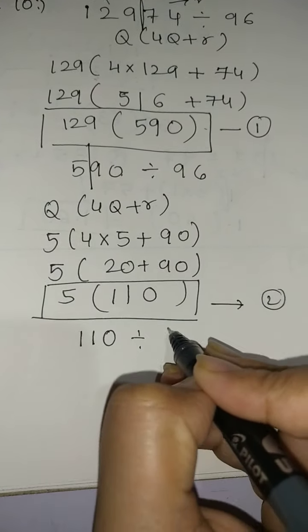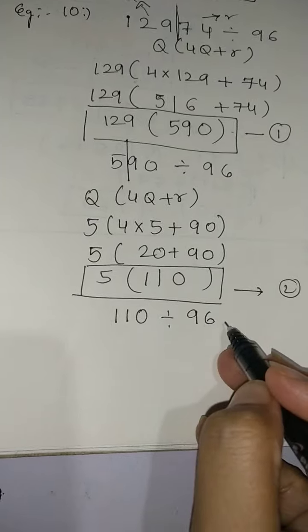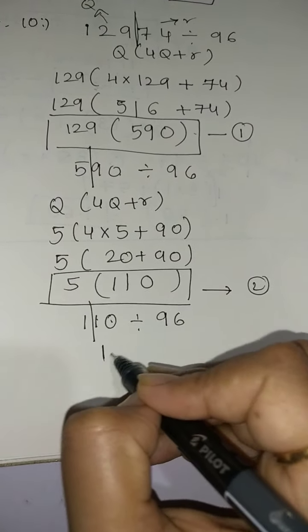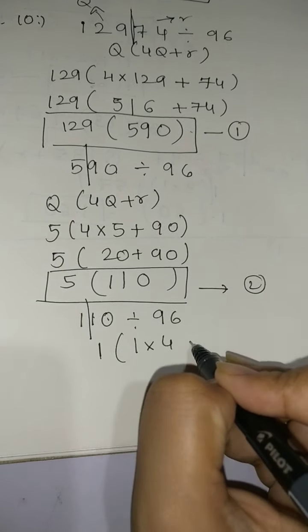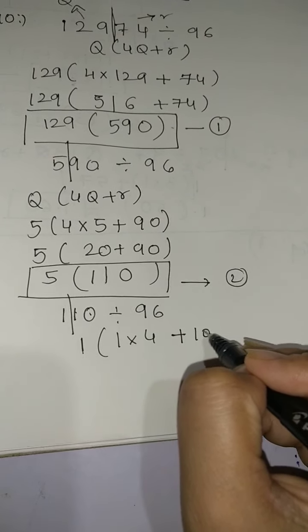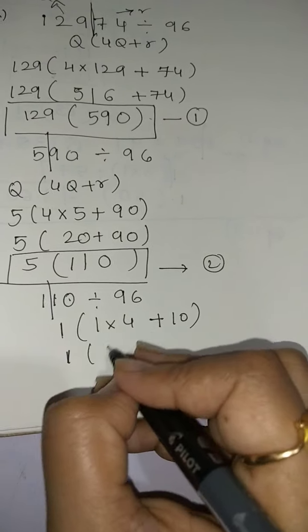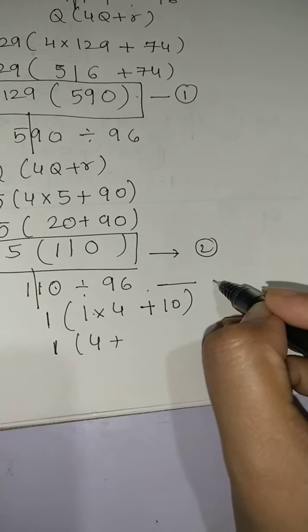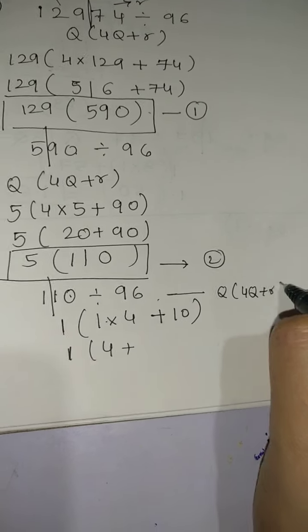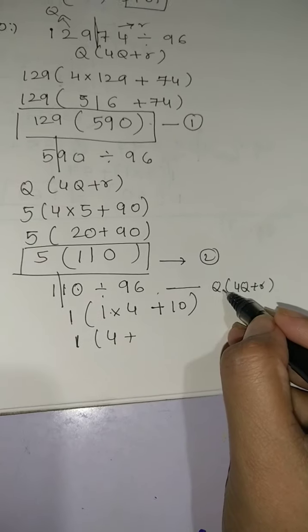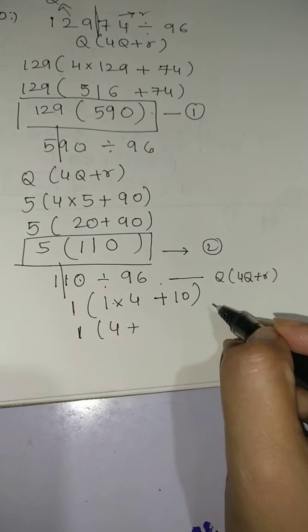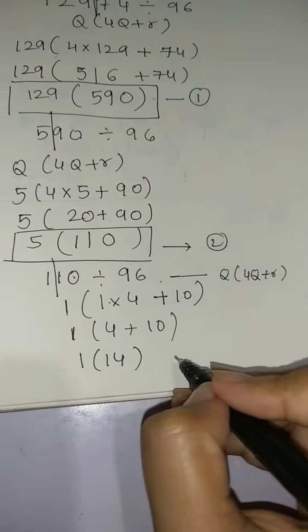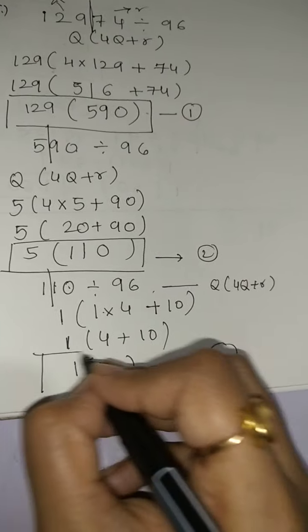I got some sum like this. 110 divided by 96 again. So split units, tens, 1 into 4 plus 10. This is 1 into 4 is the formula. I hope it's clear. q, 4q plus r. I just substituted. q was 1 into 4 plus 10. So it becomes 1 and 14. Now this 14 is smaller, so I put this also.